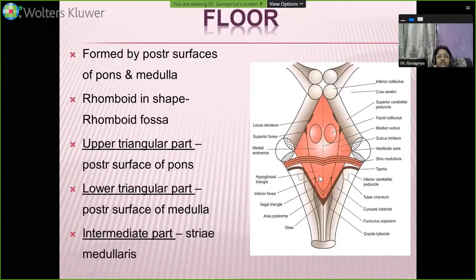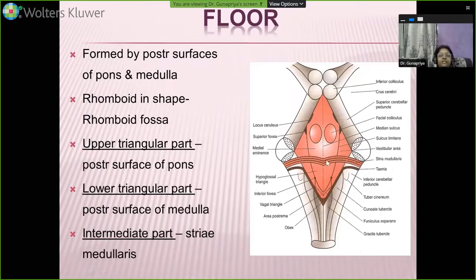So if they ask in a question as short notes, rhomboid fossa in paper 2, you should know it is nothing but the floor of the fourth ventricle. Don't blink there. It is just the floor of the fourth ventricle, otherwise known as the rhomboid fossa of the brain. You should know what this fossa is; the interpeduncular fossa is different, on the base of the brain. This is the rhomboid fossa, which is the floor of the fourth ventricle. It is a four-sided figure, rhomboid in shape, hence it is known as rhomboid fossa.